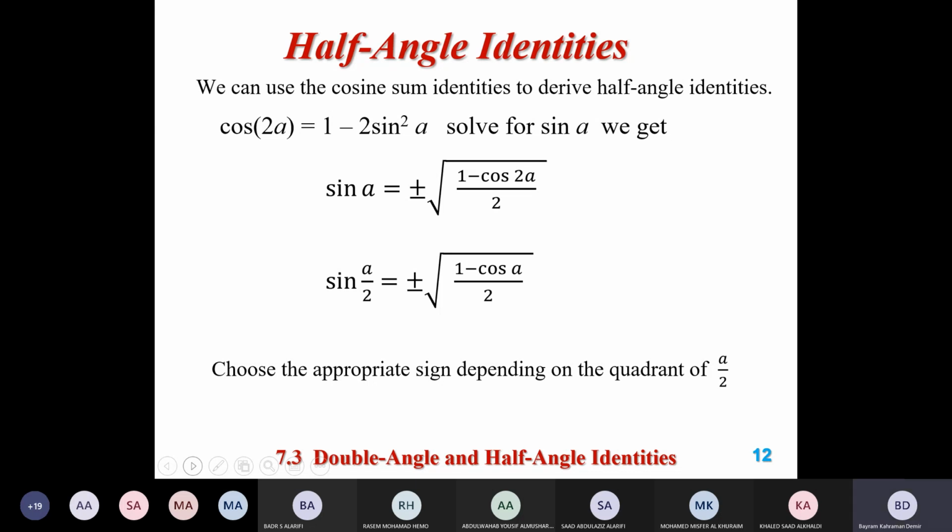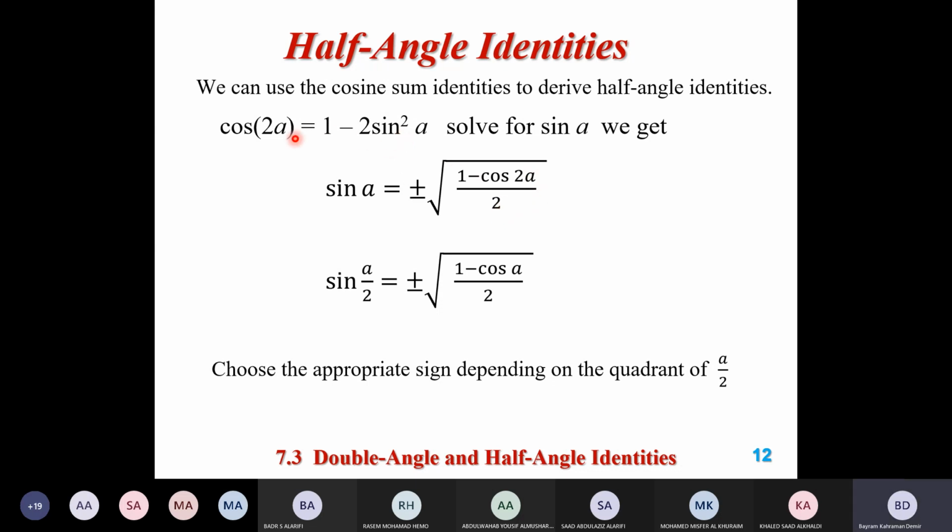Here is the half angle formulas. Again, we are going to start with the double angle, Shabab. So cosine of 2A is equal to 1 minus 2 sine square of A. This is one of the options, right? Now, if you solve for sine of A, Shabab, you will get this solution. Sine of A is equal to positive or negative root of 1 minus cosine of 2A divided by 2.